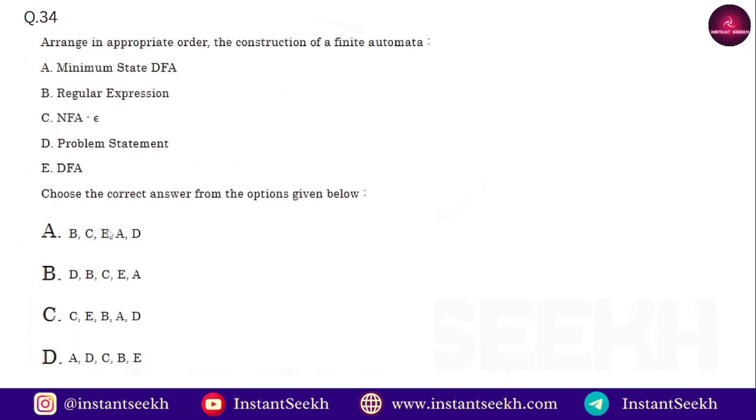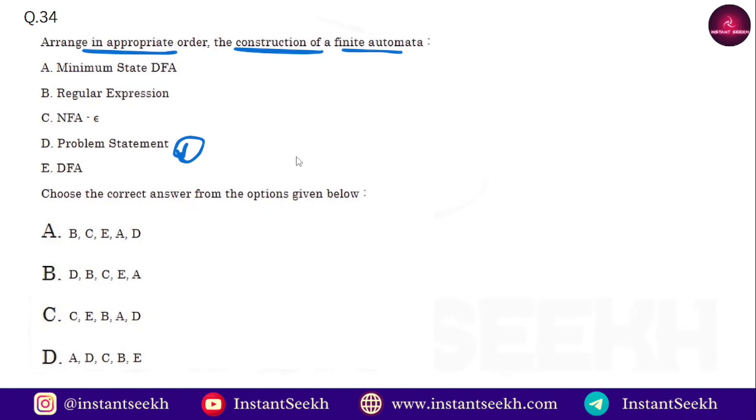Question number 34. Arrange in appropriate order the construction of finite automata. How do we construct the finite automata? To arrange the construction of a finite automata, let's first understand the sequence. First and foremost is the problem statement. The step is to clearly define the problem that needs to be solved. This involves understanding the requirements and constraints.